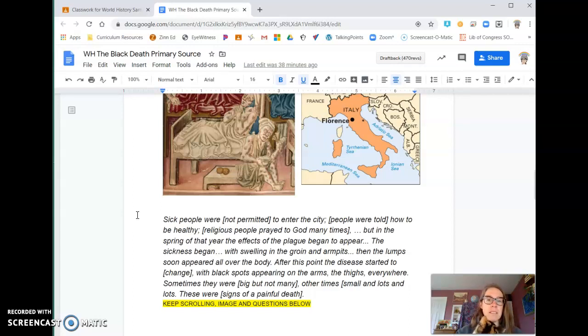After this point, the disease started to change, with black spots appearing on the arms, the thighs, everywhere. Sometimes they were big, but not many. Other times, small and lots and lots. These were signs of a painful death.